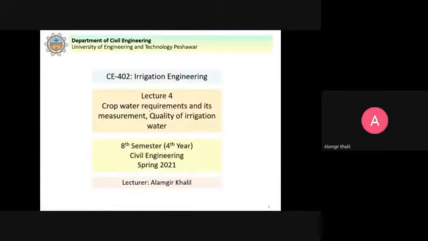Okay, Bismillah ar-Rahman ar-Rahim. Today is lecture number 4 of the course Irrigation Engineering. In today's lecture, we will continue our discussion about the crop water requirements and its measurement. And towards the end of the lecture, we will discuss the quality of irrigation water.